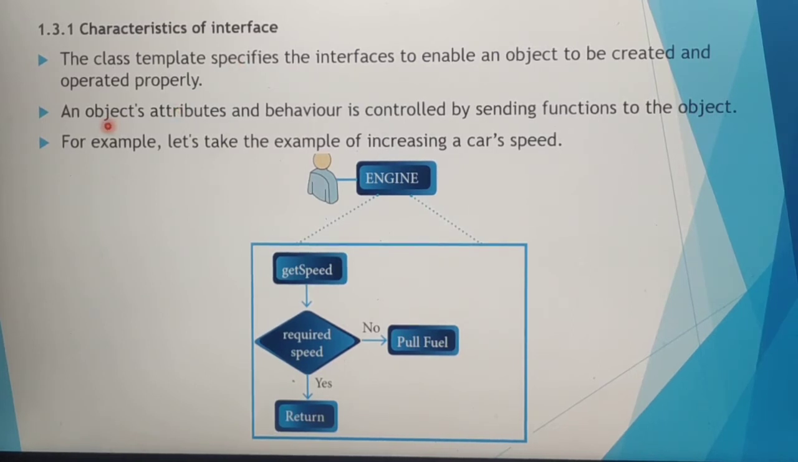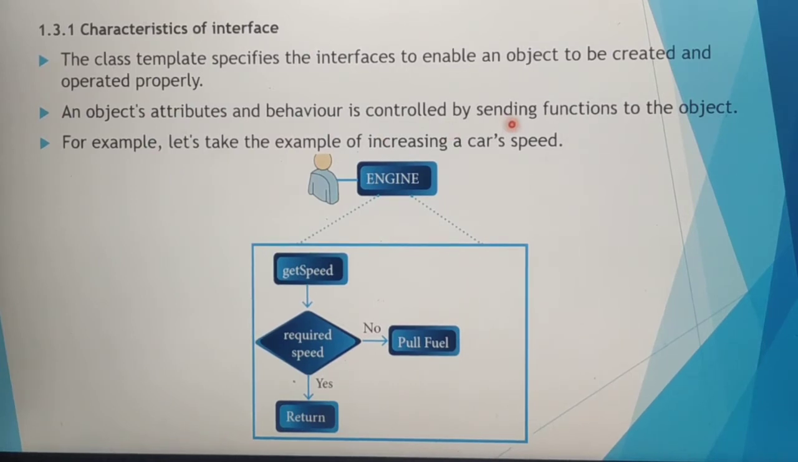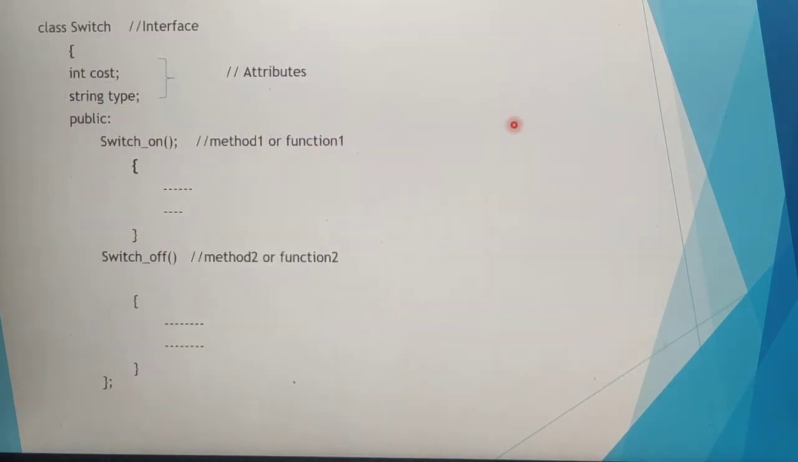Next, its object attributes and behavior are controlled by sending functions to the object. Here these are all functions. Here we can pass information from one object to another object. We can get the information, and at the same time we can pass the information to another function also.